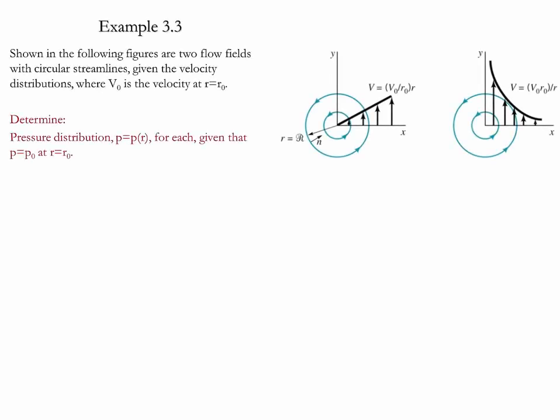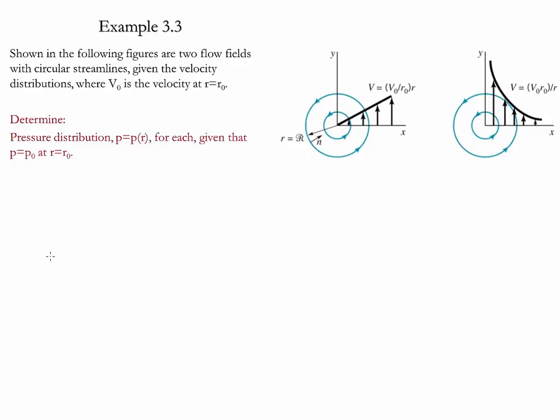Example 3.3. In this example, we have two different flow fields with circular streamlines. The velocity profiles for each one is given, where V0 is the velocity at r equal r0. We need to determine the pressure distribution for each one of the cases, given the boundary condition that the pressure at r equal to 0 is equal to p0.